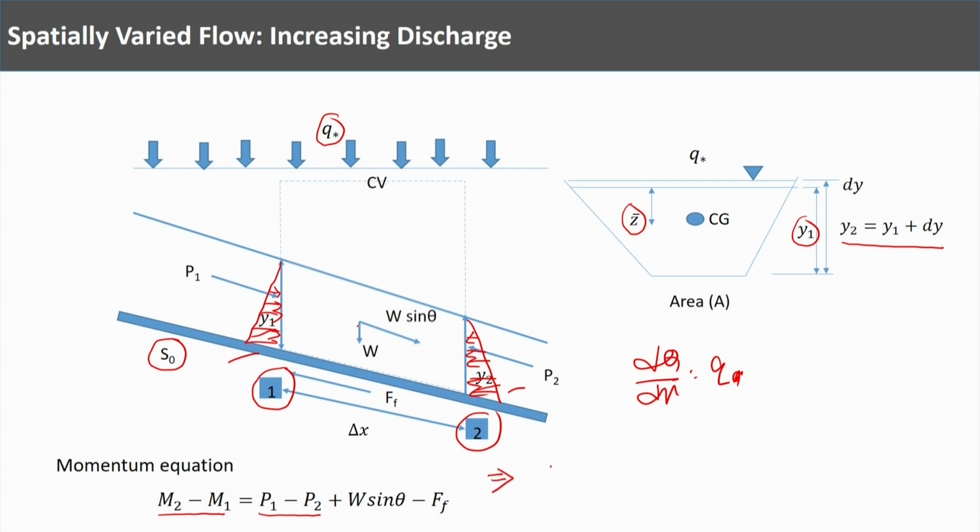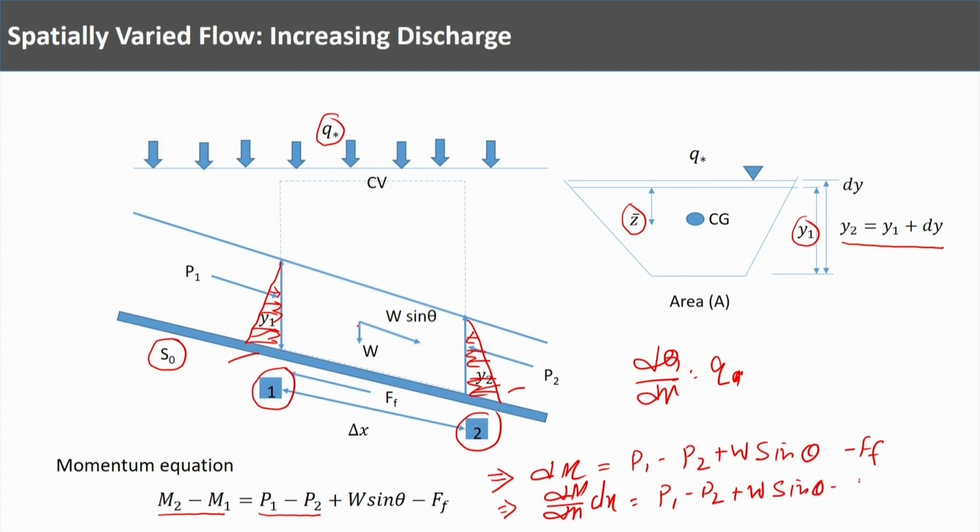So, I can write it. This is nothing but your dM, which is equal to P1 minus P2 plus W sin theta minus your friction loss, and this we can also write as dM by dx into dx. So, I can write this as P1 minus P2 plus W sin theta minus Ff. Okay. So, now we will try to calculate the components. What is your dM by dx, what is P1 minus P2, then W sin theta and minus Ff.